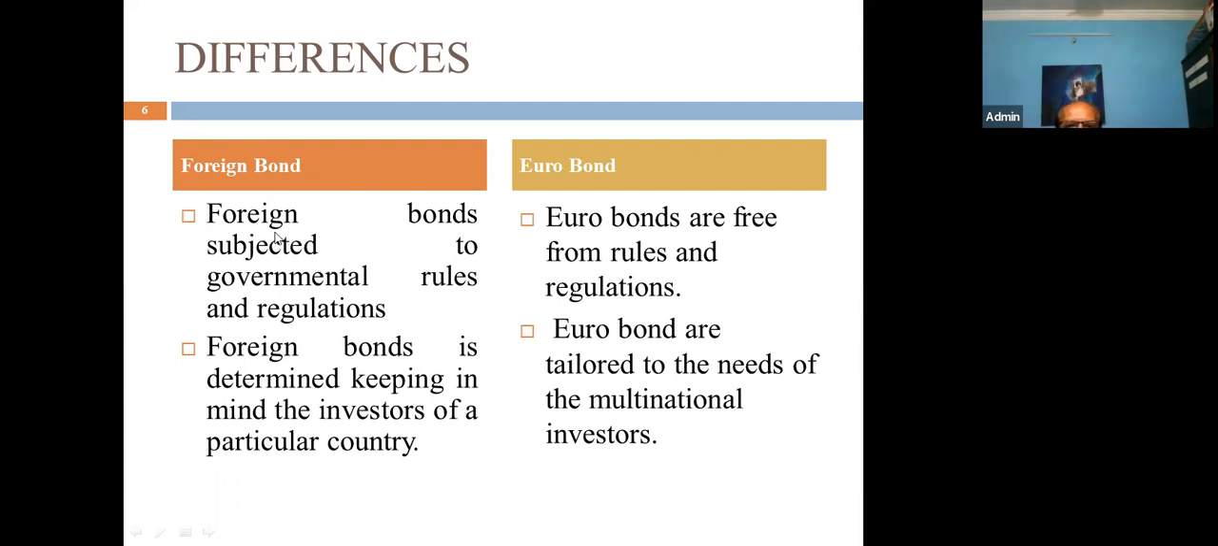Continue this. Foreign bonds are subjected to government rules and regulation. In case of Eurobonds, they are free from rules and regulation.